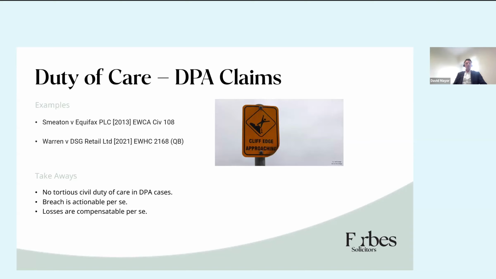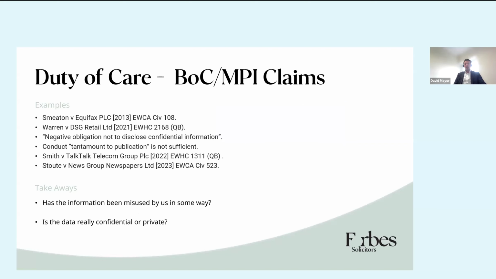So these claims should not be brought in negligence if that's what you're seeing landing on your desks. And in the Warren and DSG case, as well, as I said, they also sued for breach of confidence and misuse of private information. And they were struck out as well on the basis that both of those causes of action prohibited the holder of data from dealing with it in a manner inconsistent with the obligation of confidence or privacy they had.